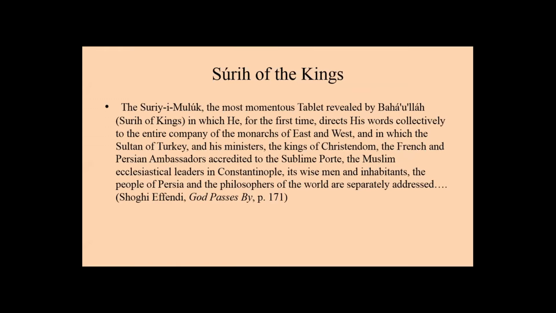The Surah Muluk, the most momentous tablet revealed by Bahá'u'lláh, the Surah of Kings, in which he for the first time directs his words collectively to the entire company of the monarchs of East and West, and in which the Sultan of Turkey and his ministers, and the Sultan of Turkey is Abdulaziz, again, remember it was then still the Ottoman Empire, and his ministers, the kings of Christendom, the French and Persian ambassadors accredited to the Sublime Porte, the Muslim ecclesiastical leaders in Constantinople, its wise men, inhabitants, the people of Persia, and the philosophers of the world are separately addressed.